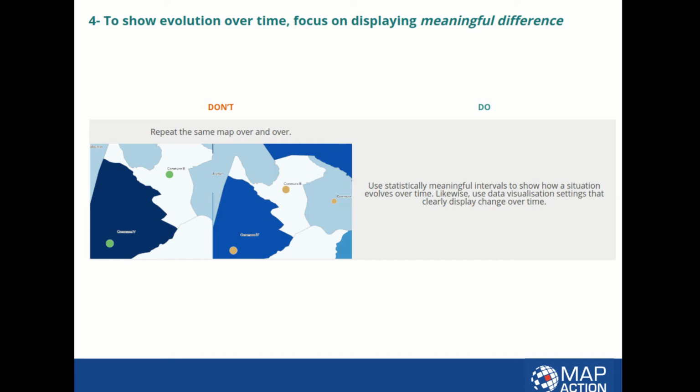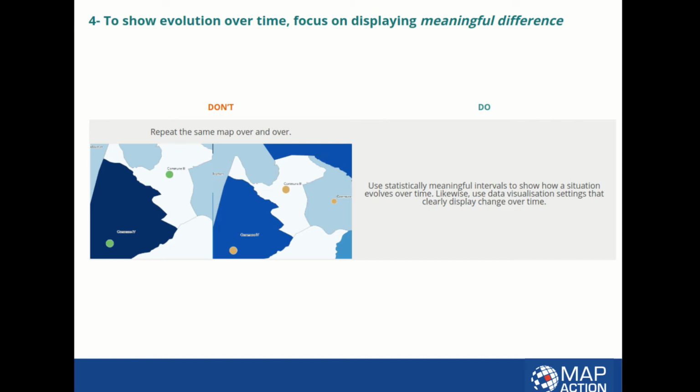So you need to make it easy for the user to see how things change from point of time A to point of time B. In this example, this is a map that has been created for this purpose, but you can see it's not really telling a story very effectively. We've got a couple of snapshots there, but it's not really possible to see what the difference is between the two.